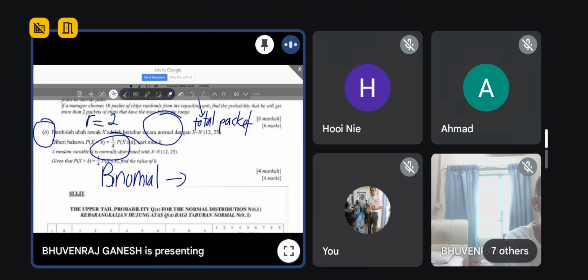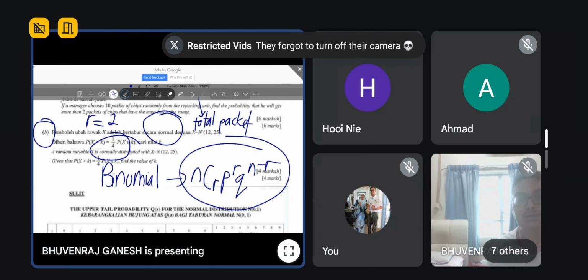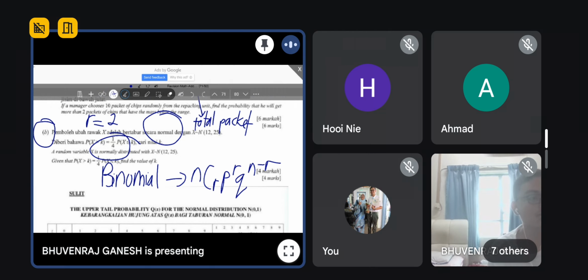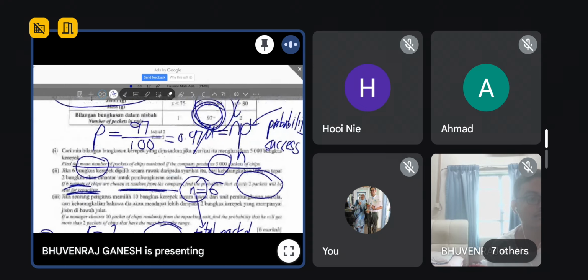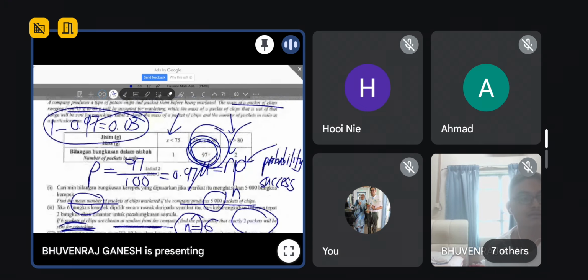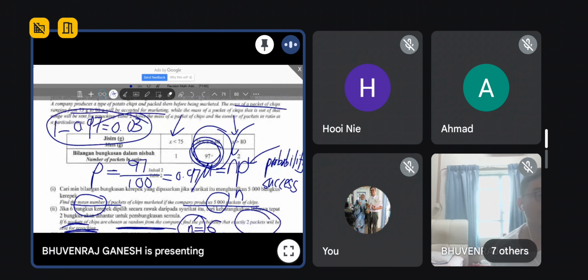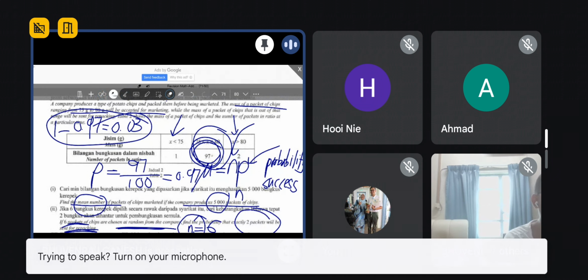Okay? So the answer is nCr p^r q^(n-r). So this is your general formula, rumus untuk binomial. Now, if you refer to the question, guys, your P value is going to be 0.03 for number 2. Untuk nombor 2, nilai P adalah 0.03.